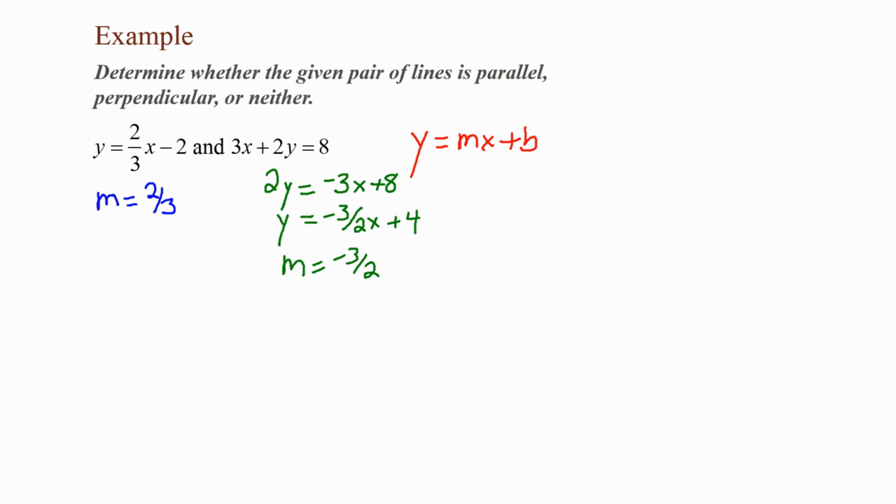2/3 does not equal negative 3/2, so the lines are not parallel. 2/3 times negative 3/2 gives us negative 6 over 6, which equals negative 1. So our two lines are perpendicular.